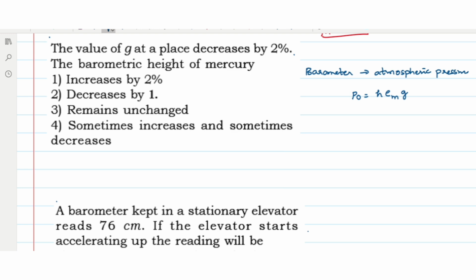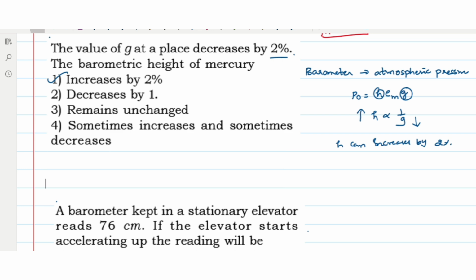Here the g value decreases by 2%, and they are asking for the barometric height of the mercury. Then we have to bring in the relation between g and h. h is inversely proportional to g. The question says g decreases by 2%, so obviously it is a decreased value, and then the h value is going to increase by 2%. So h increases by 2%, and the first option is the correct answer.